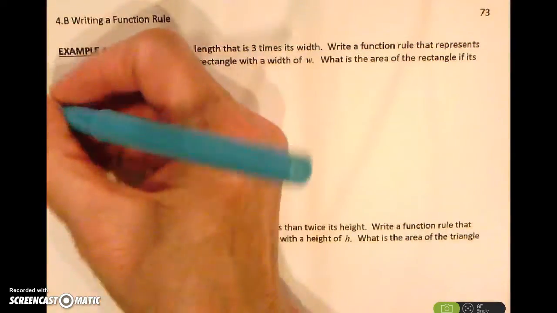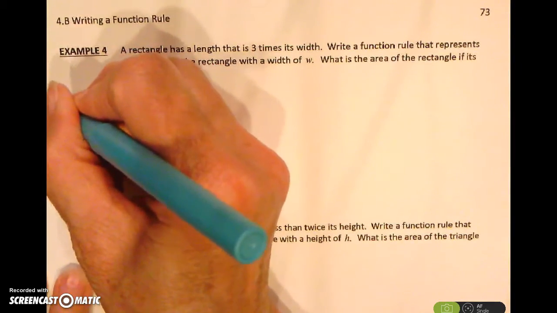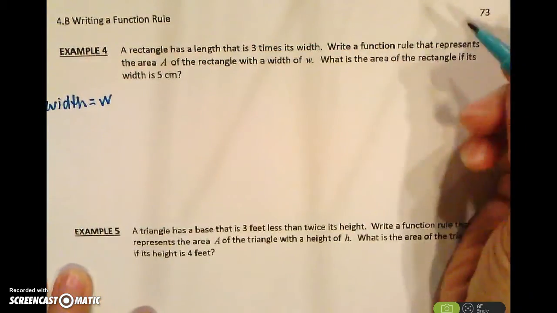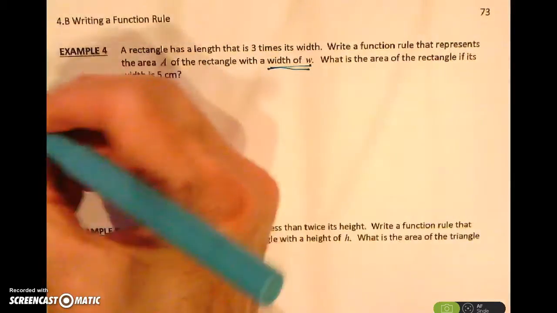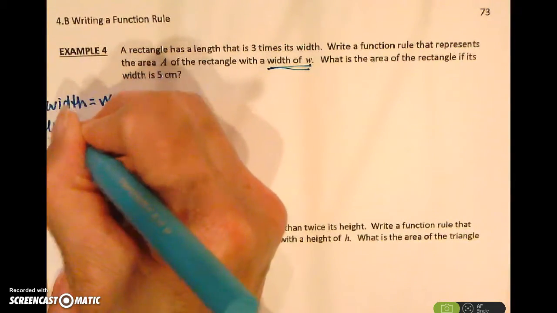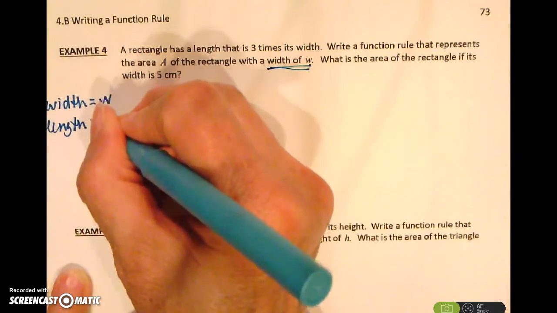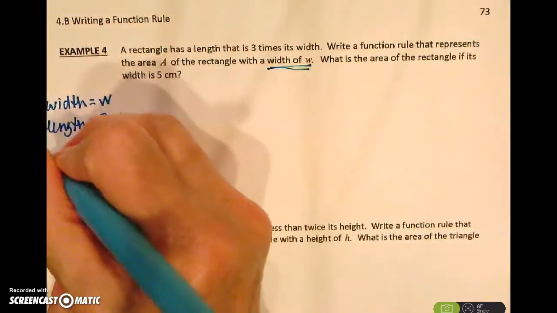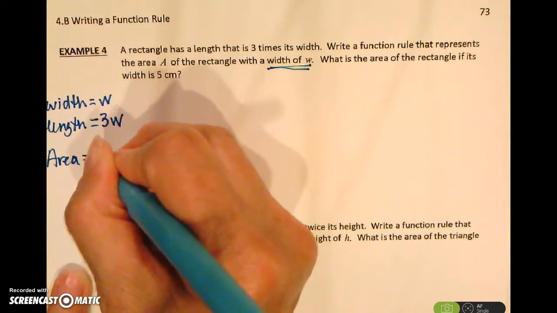So let's do a little thinking first. First, it says that we have our width. So we'll let our width be represented by W. Here, width is W. And then our length is equal to 3 times the width, so it's going to be 3W. And we know that area is equal to the length times the width.